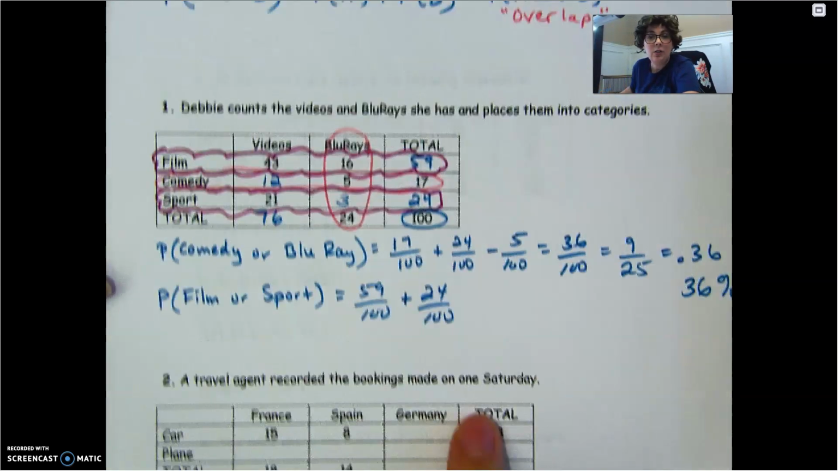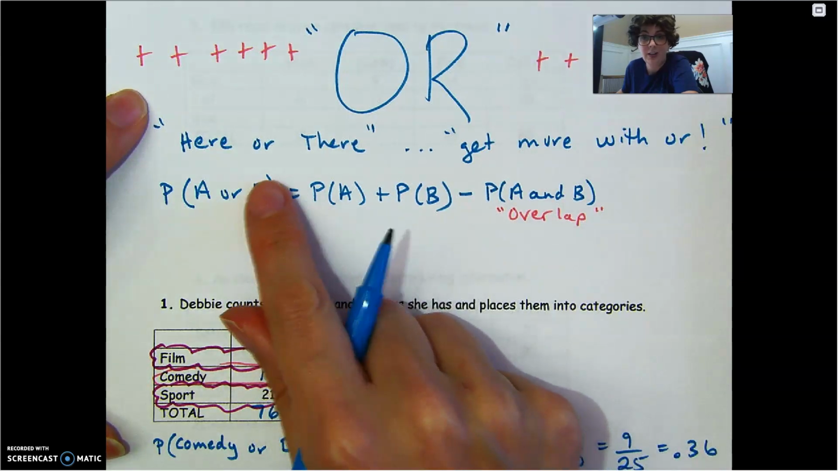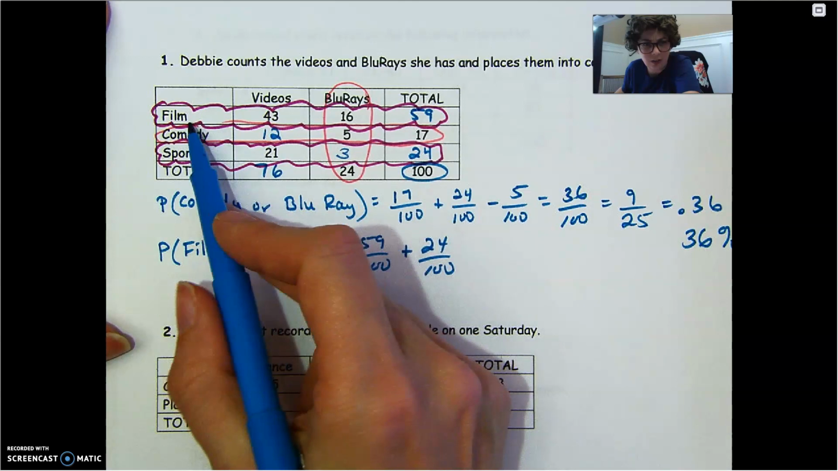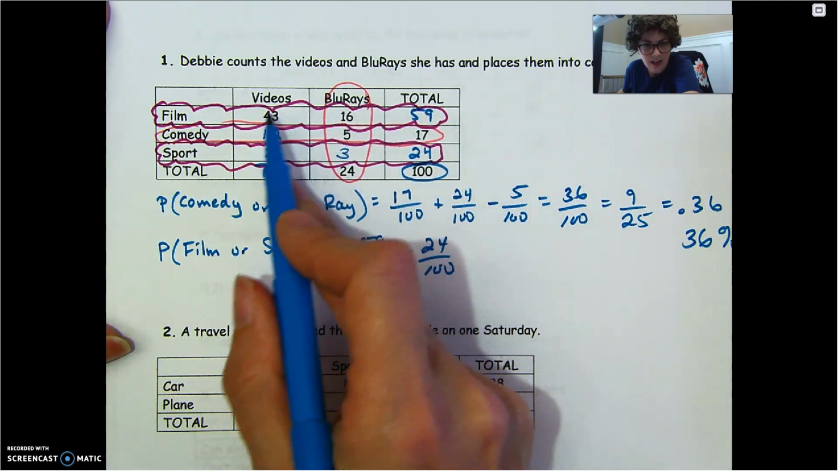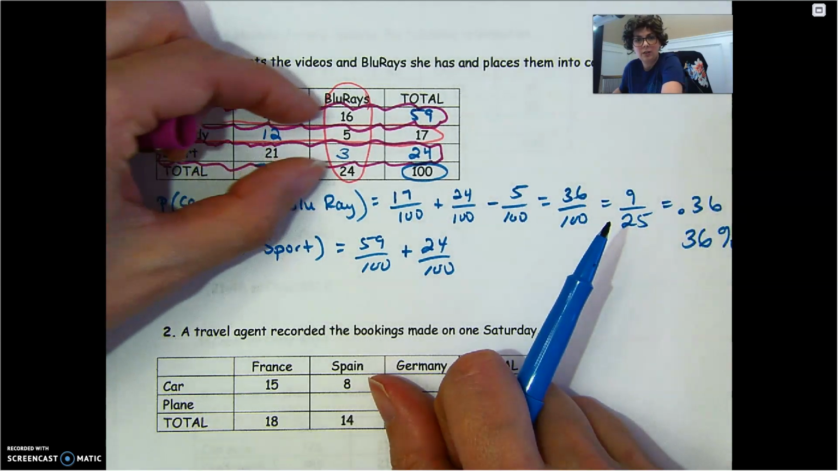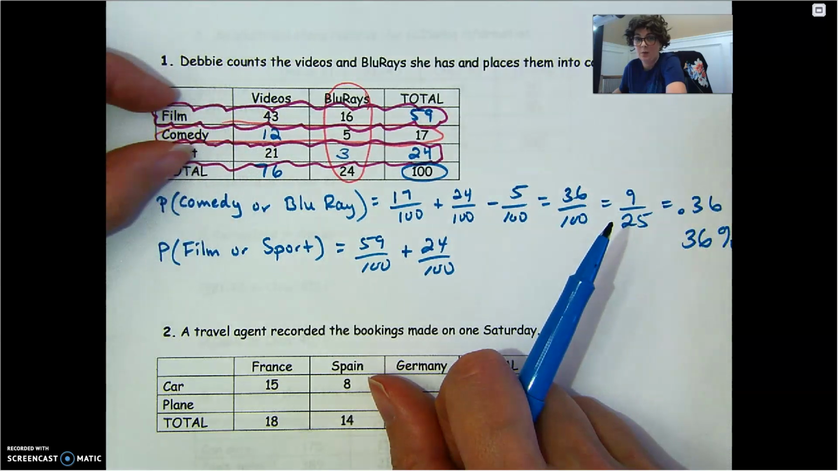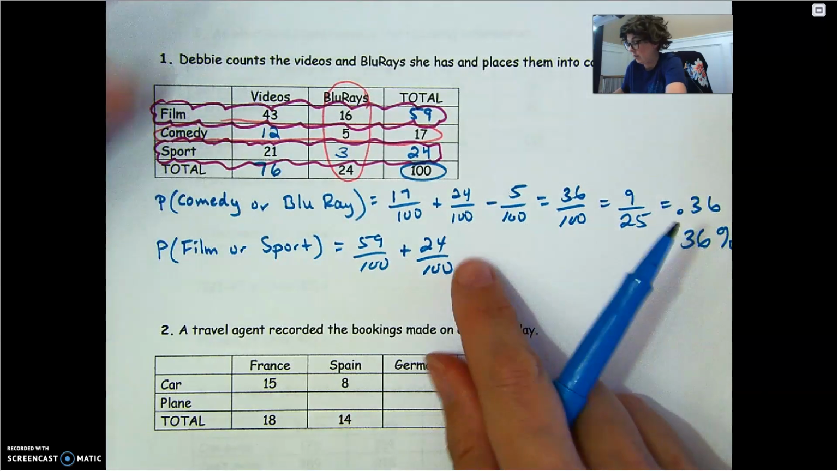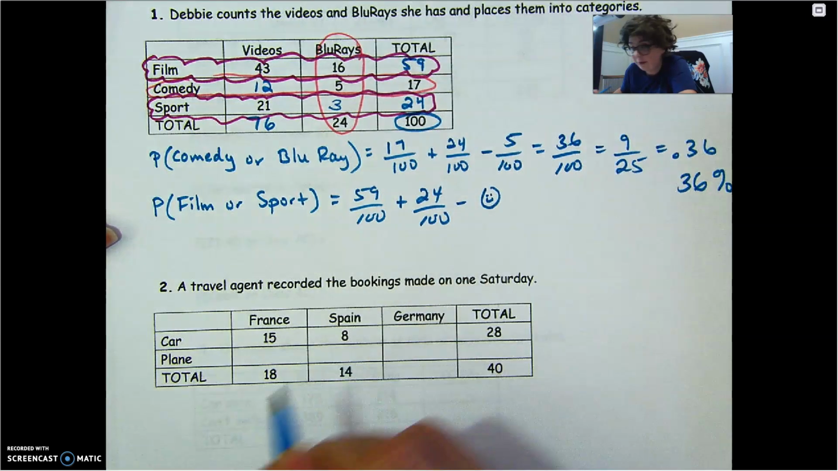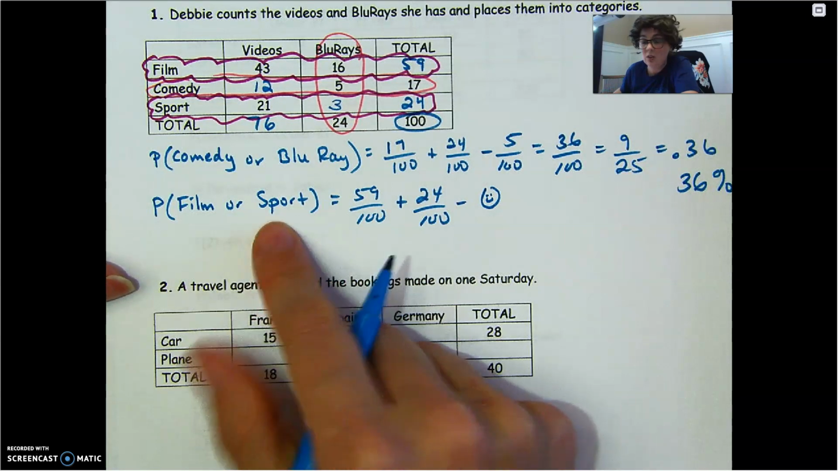All right, so sometimes you get more with or, right? So here or there causes some overlap. So when you look at what I just circled with the little waves, is there anything that I circled in both of those? No. As you notice, you go across. I didn't circle any numbers twice for this problem. So there is no overlap. You can put 0 if it makes you feel good about life, or you don't have to worry about it, right? There is no overlap between these two events.